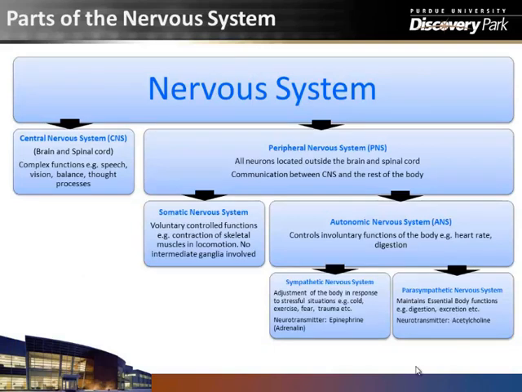So just to recap, we went through a few slides about the nervous system, made up of the central and the peripheral nervous systems. The peripheral nervous system, in turn, is made up of the somatic and the autonomic nervous systems, and the autonomic nervous system is made of the sympathetic and parasympathetic nervous systems.